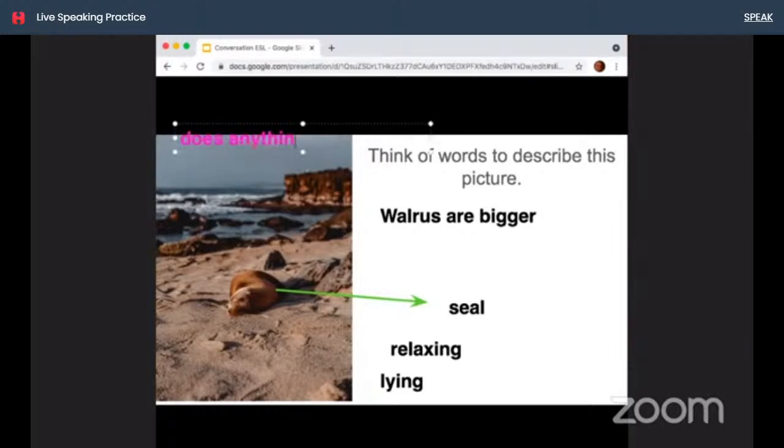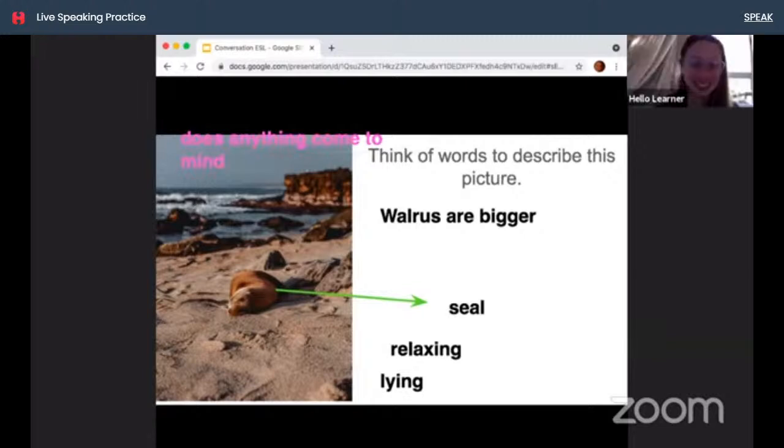The seal enjoying the sunny day. Excellent. Yeah. Seeing the sea. Or taking a sun bath. Yeah, you can say sunbathing.